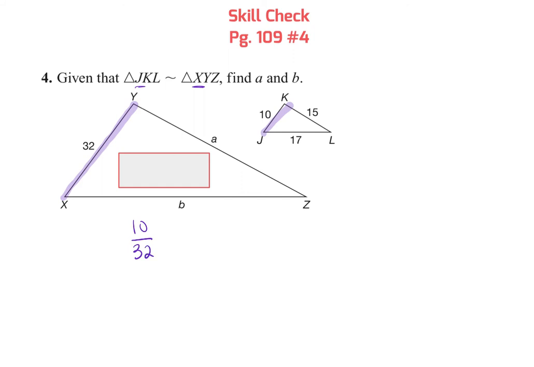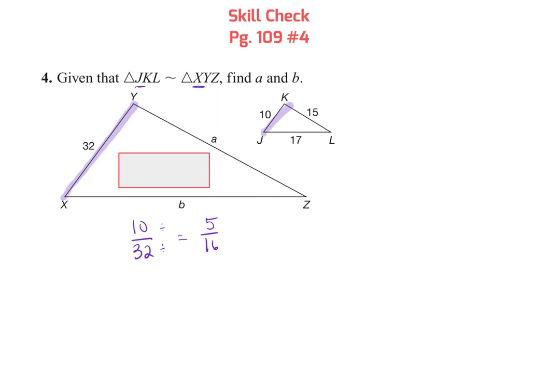It's called a similarity ratio. Similarity ratio. Can I reduce that similarity ratio? Can I reduce this fraction? By what? What goes into both of those? 2. So that reduces to 5/16. That means every single side should equal that ratio.